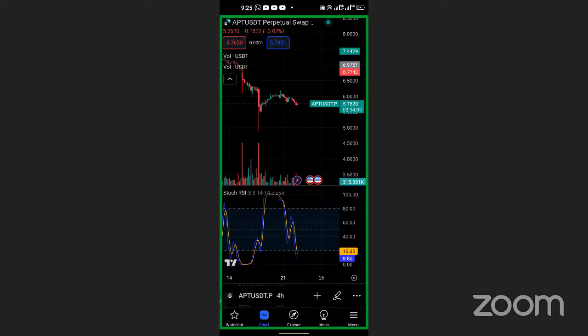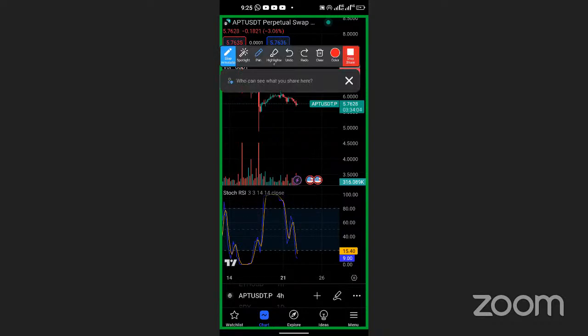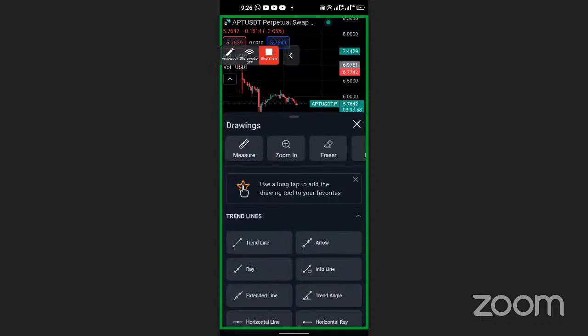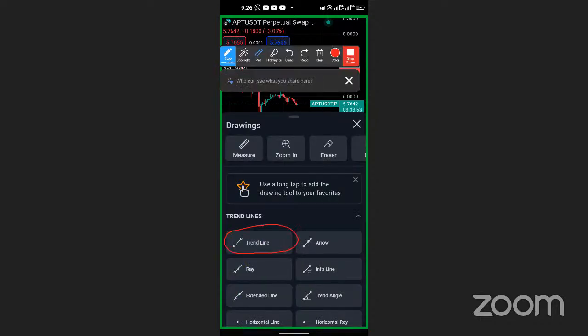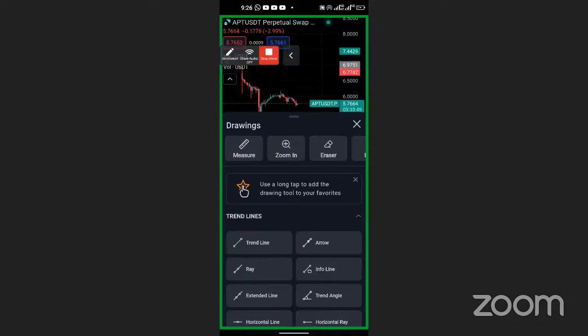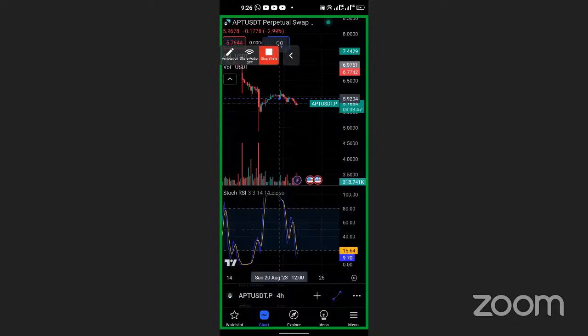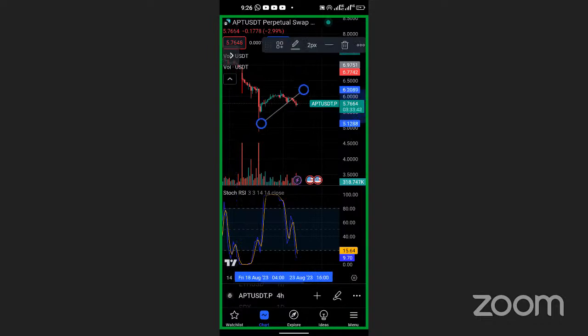Let me just get the annotation stuff. So this is the annotation. Down here where you see the pencil, if you click on it, you'll see something called trend line. The first one is called trend line. So you click on it, get on the chart, and then you drag it. So we've gotten a trend line now. It's not creative art. I will tell you how to use this effectively.